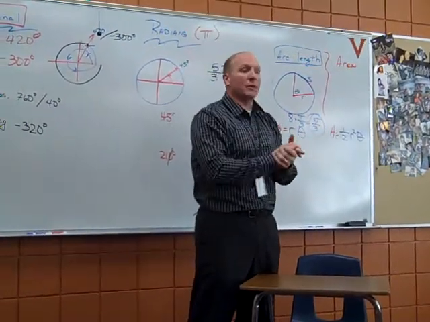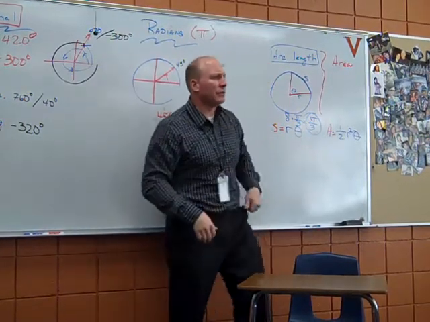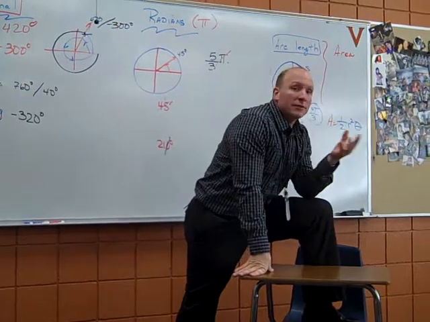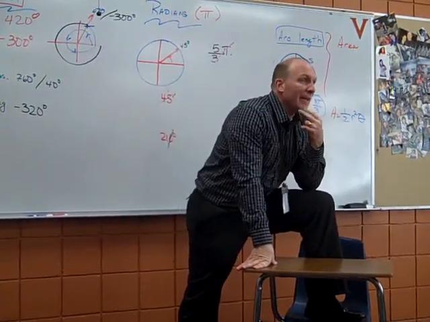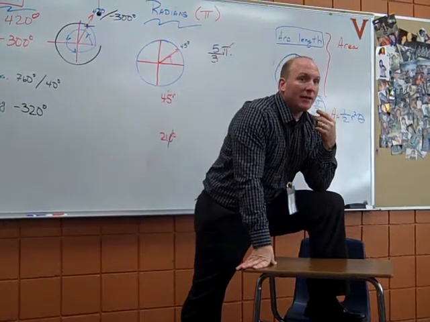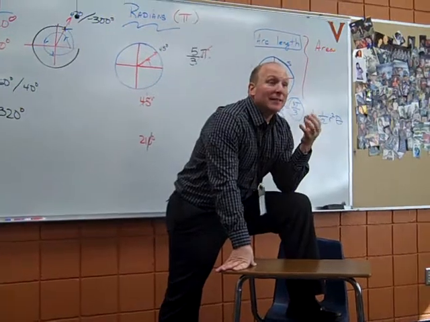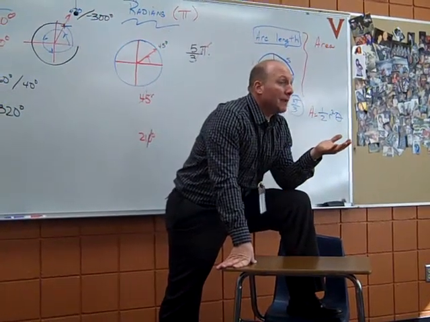Radians deals with circles. What else deals with circles? What did you always have in circles? Diameter, radius, what else? Circumference. I'm looking for a symbol. You eat it after Thanksgiving dinner. Pi. Radians deals with circles. Circles, you must have pi.